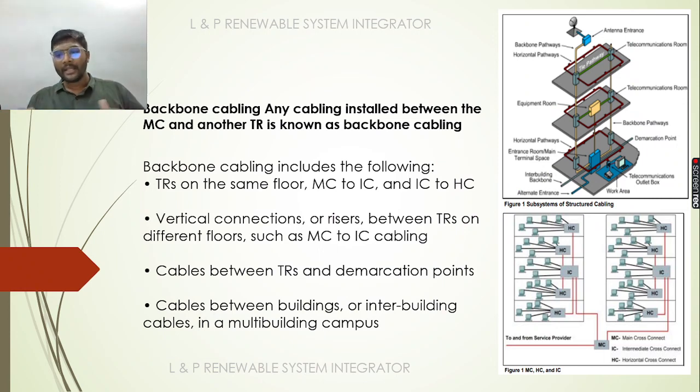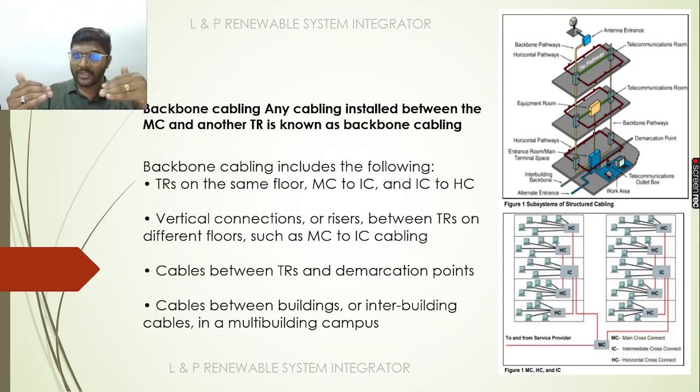Next, when we look into the subsystems of structured cabling, backbone cabling is very important. Any cable that is installed between the main cross connect and the telephonic room is known as the backbone cabling. Backbone cabling includes telephonic rooms on the same floor. On the same floor we will have a main connect and an intermediate connect. We will have a connection from the main connect to the intermediate connect, and also from the intermediate connect to the horizontal connect.